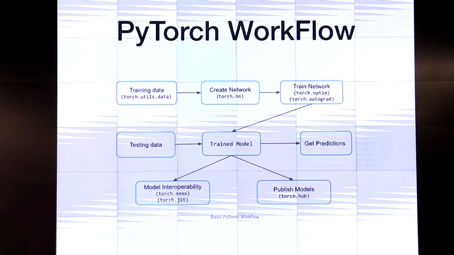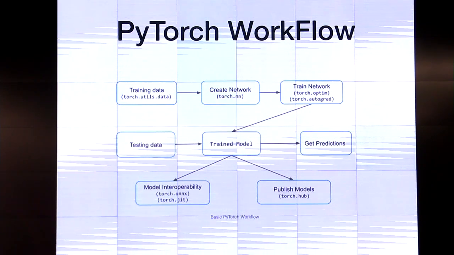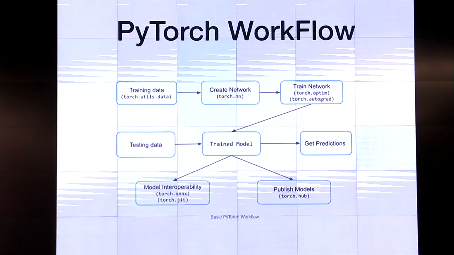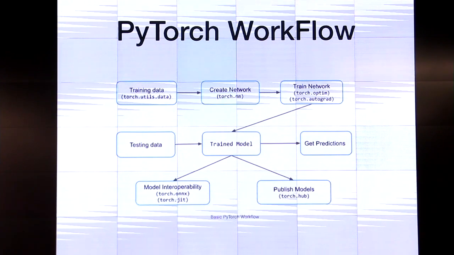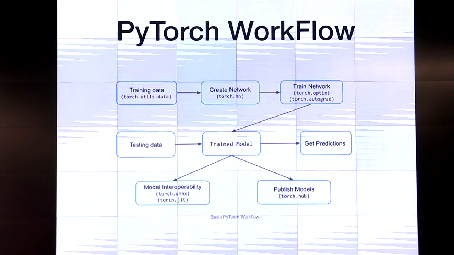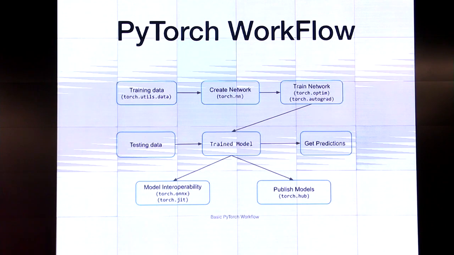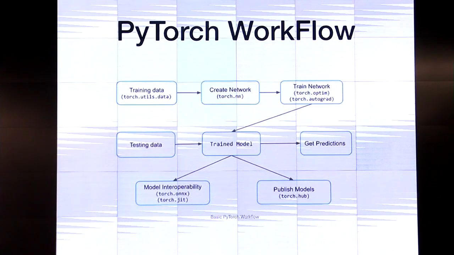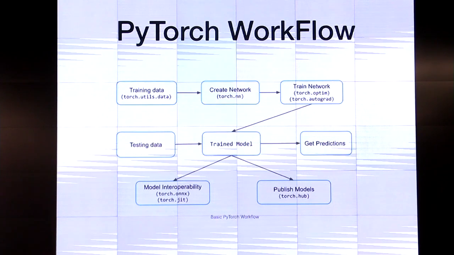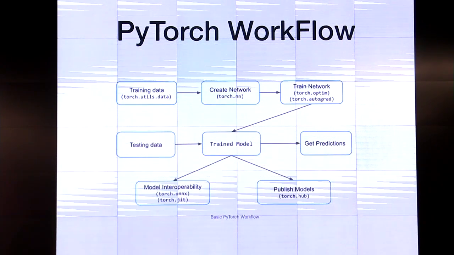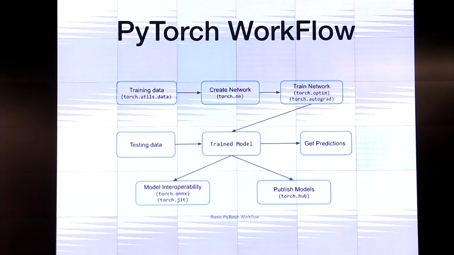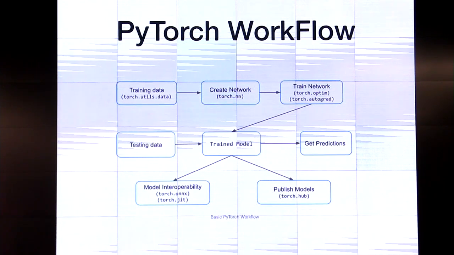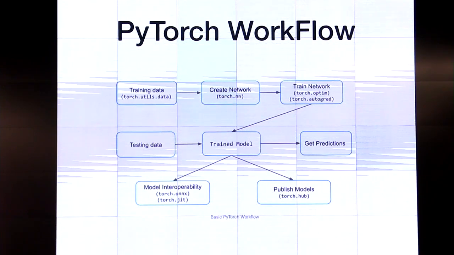And for model interoperability, there is torch.onnx, which means you can take the model and convert it into an ONNX model. ONNX is an open source format. Once you have that, you can use OpenVINO to create a faster inference engine. Or you can move it to some other frameworks for faster inference. Okay, that's pretty much what it is. Published models, Torch Hub, I have not used it.